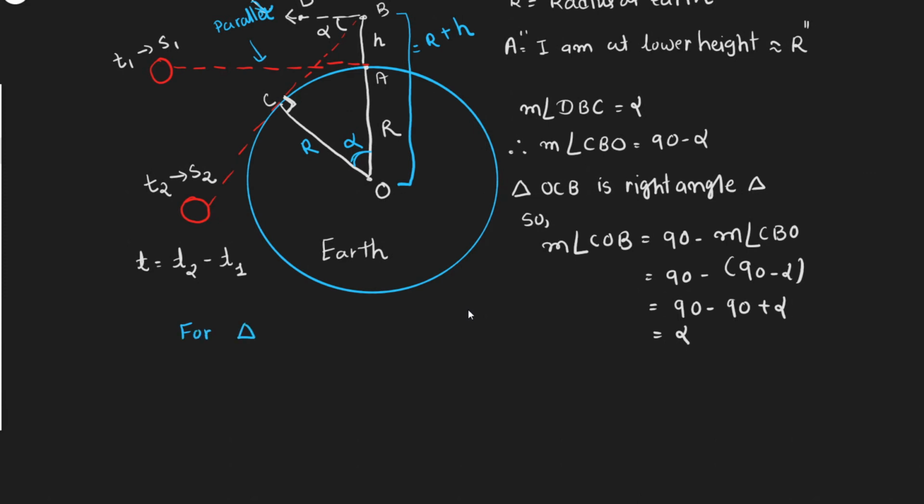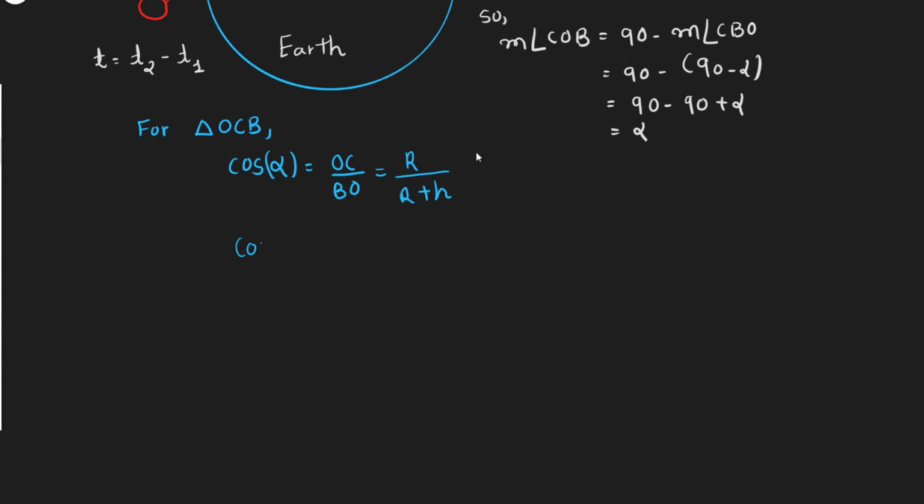Now let us take the triangle COB. For that, the value of OCB is 90 degrees, so we can write cos alpha is equal to OC divided by OB, and the value of OC is R, the value of OB is R plus h. So we can write it like this: cos alpha into R plus cos alpha into h is equal to R.